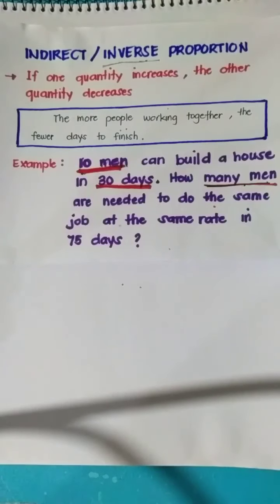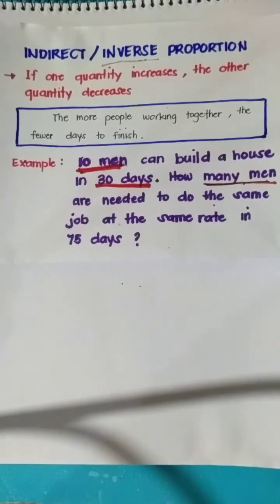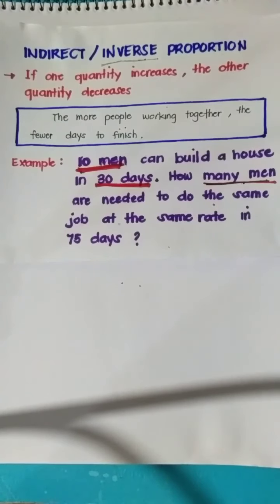The next type of proportion is the inverse or indirect proportion. From the word itself, inverse, it means the opposite. So what does it mean? If one quantity increases, the other one decreases. Or if one quantity decreases, the other one increases. For example, the more people working together, the fewer days to finish, or the lesser time you need to finish the job. Another example is, the lesser you spend, the more savings you will have.